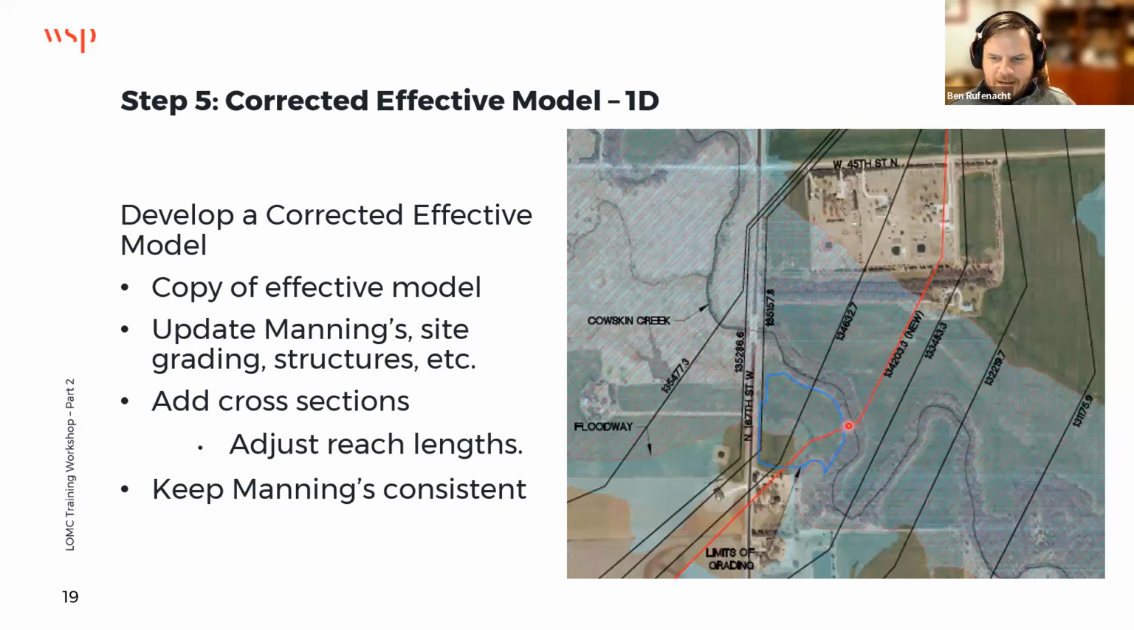So we may need to add some extra cross sections into our 1D model to make a corrected effective model. And really, we want it to match the effective. So we don't want to be changing anything. We want to make sure that when we add in this more detail, we're not actually changing the elevations on the cross sections around it. So we want to keep everything consistent in that model, as consistent as we can.